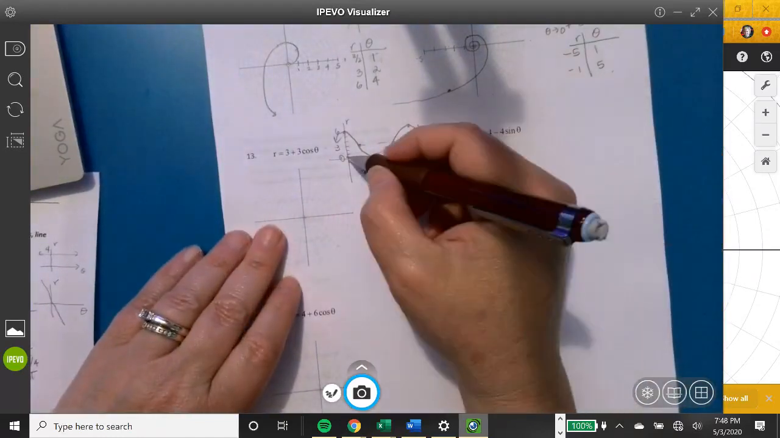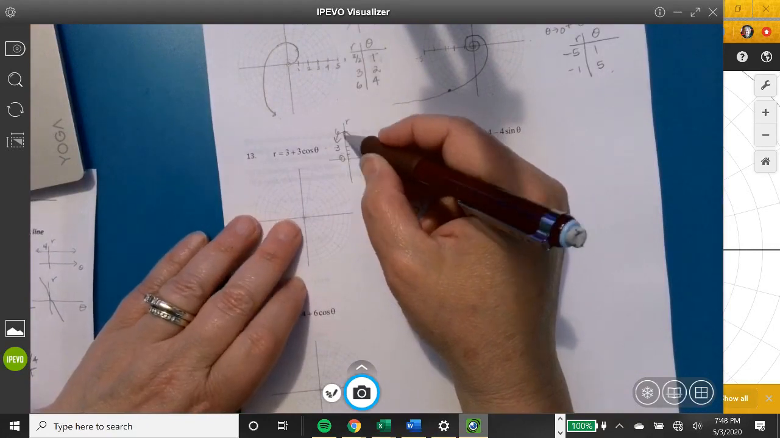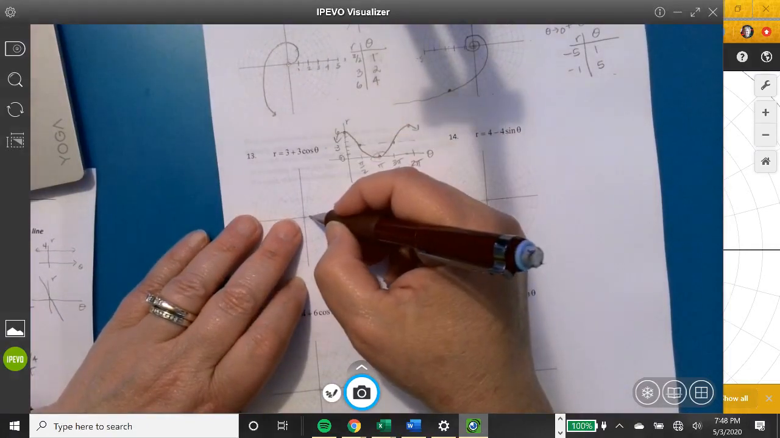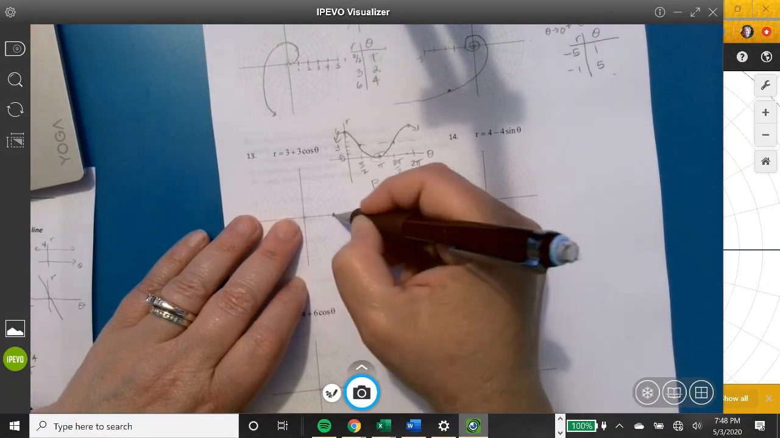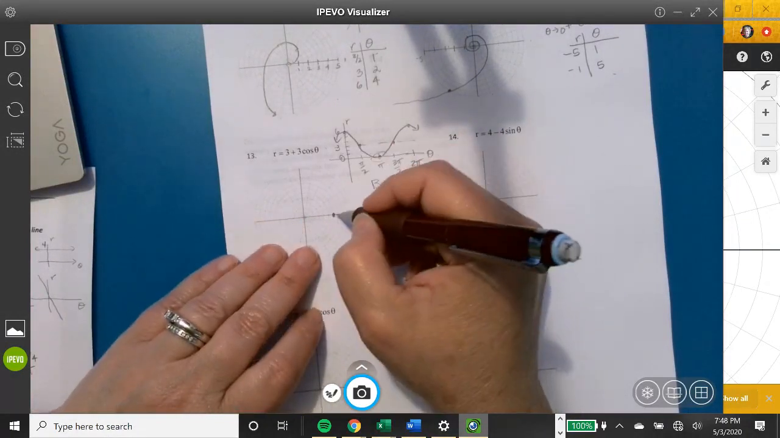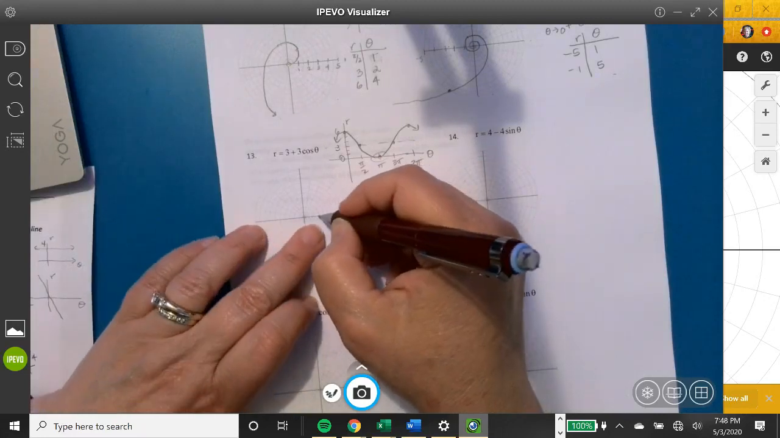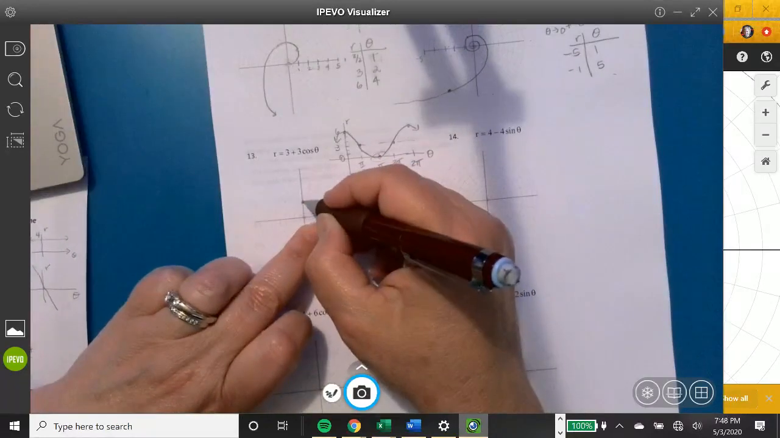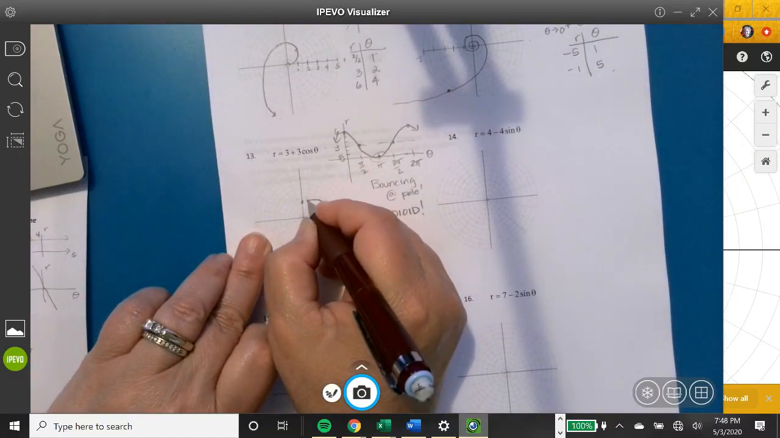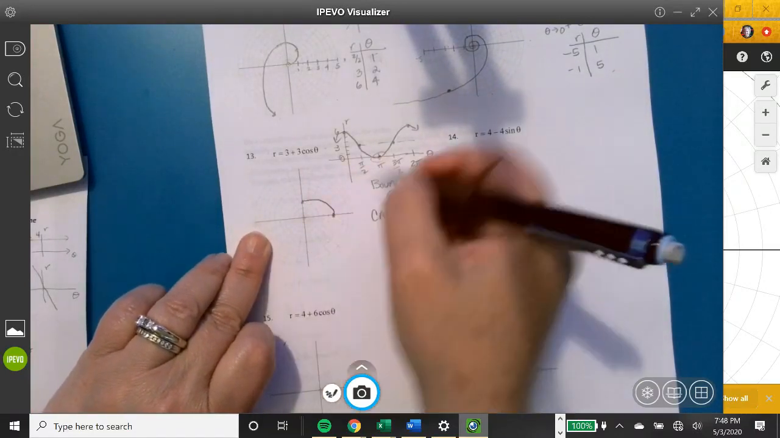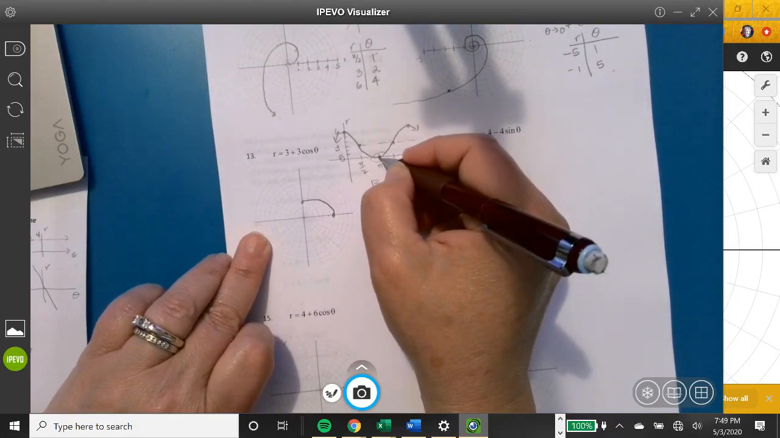Okay, so let's start out at 0. R is 6, so I'm going to go out radially 6. 1, 2, 3, 4, 5, 6. And then what happens? I'm going to go to 3. 1, 2, 3. Go radially to pi over 2. There we go. So R is going to get smaller till I get to pi over 2. And then I'm going to go to the pole.